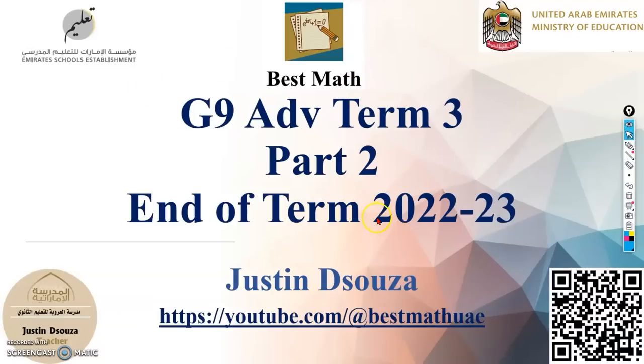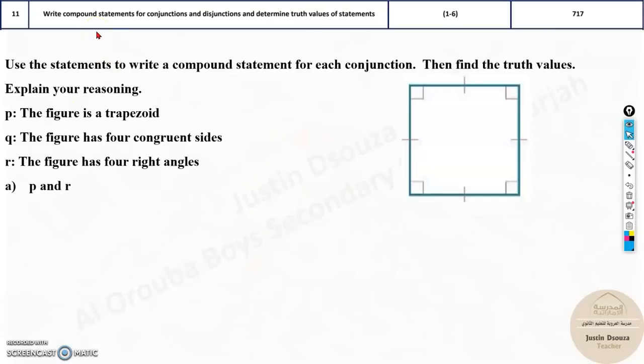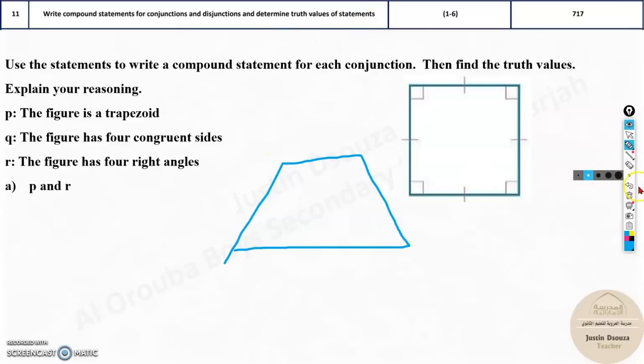Now then, we will continue with the 11th topic. Here it is on compound statements. Compound statements are basically stating things. It means many statements together. Over here, you can see there are many statements, P, Q, R. What does it say? The figure is a trapezoid. Do you know what exactly a trapezoid is? If the top part of a triangle is cut out, you get a trapezoid. This is not a trapezoid, so this is false.